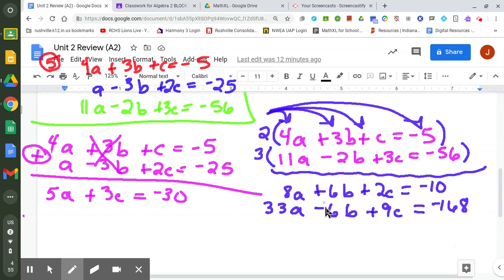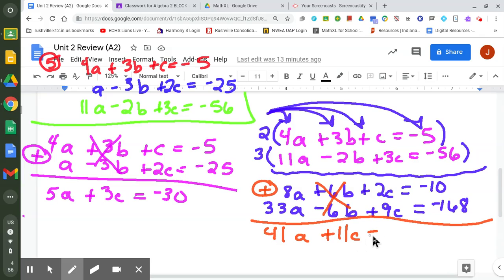And now that I'm ready to eliminate my b's, I can add those two equations together. So 8 plus the 33 gives me 41a. The 6b minus 6b cancels. 2c plus 9c is 11c. And then the negative 10 minus 168, use your calculator, and it's negative 178.